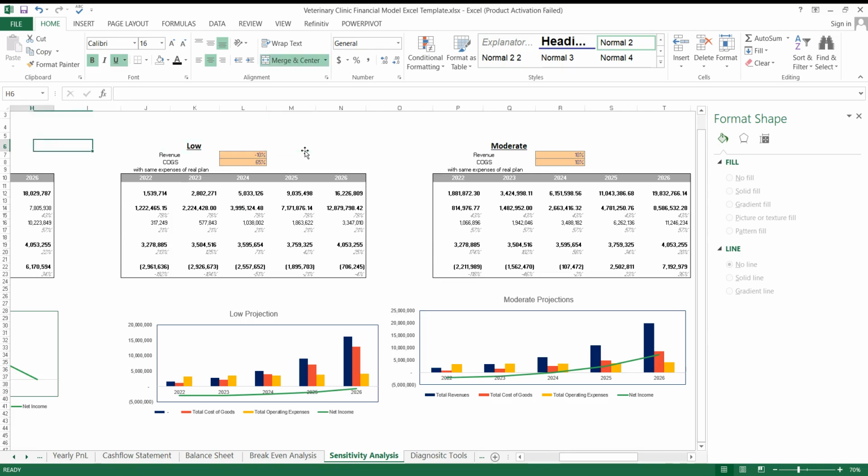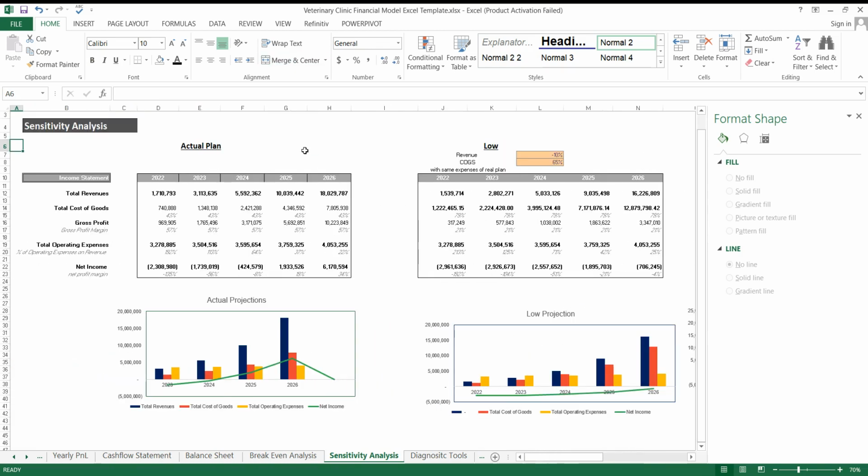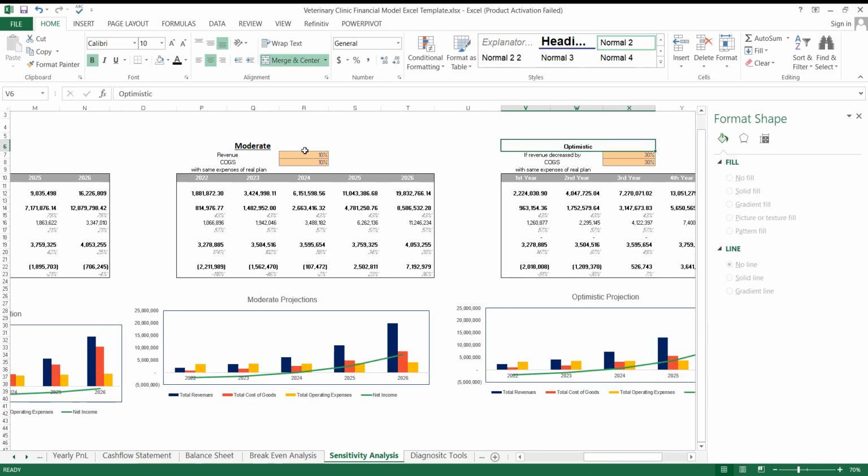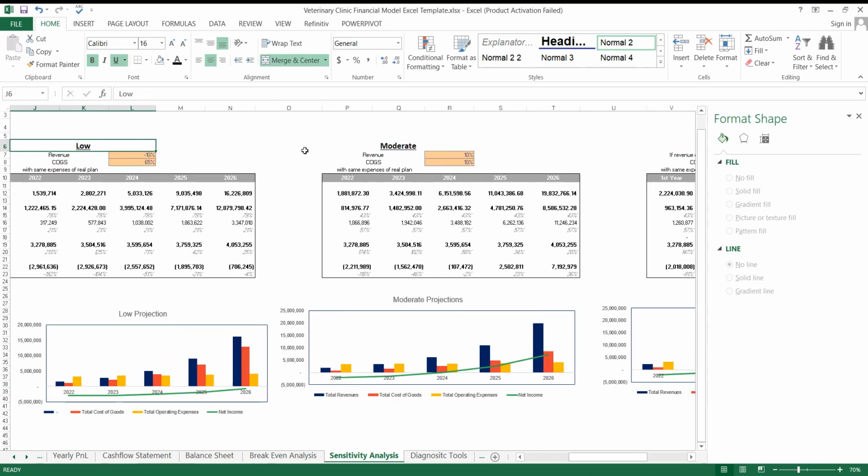This is a very important sheet: the sensitivity analysis for your business, which includes four scenarios. One is the actual plan based on the assumptions that go into the input sheet. Then there is a pessimistic scenario, moderate scenario, and optimistic scenario.